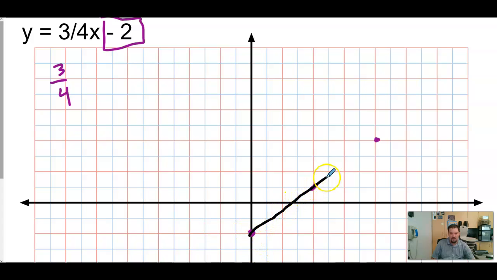Sometimes that's why it's good to know you can do the opposites, because sometimes you're going to run out of room. You're going to want to go the other way. Anyway, so there's that graph right there.